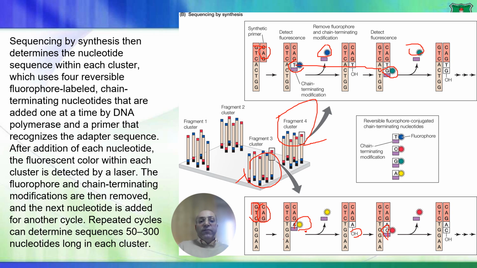The sequence of the other cluster is an A followed by a C, then another C, then a T, and a T. So the sequence of the DNA fragments in each cluster is different.